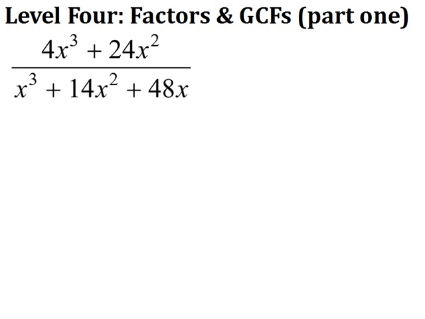Welcome to Level 4 of Simplifying Rationals homework. Level 4 consists of factors and GCFs. There are two parts. The first part focuses more on the GCFs and a little bit of the factors, and then part 2 really hones in more on the factoring piece. Both are prevalent in both parts.